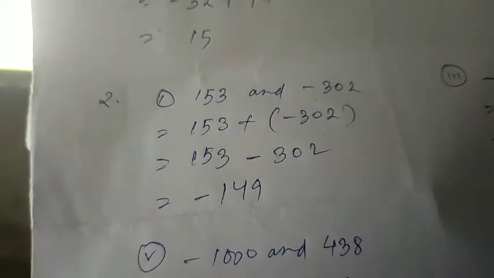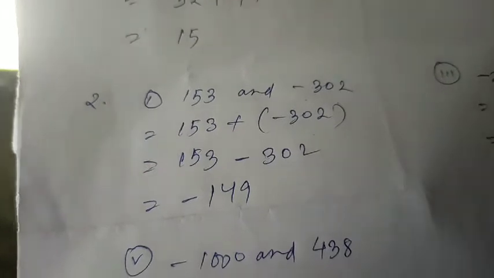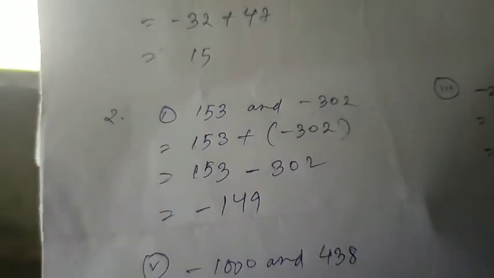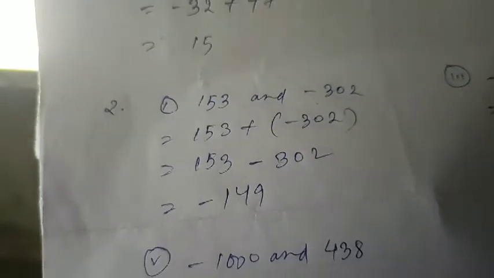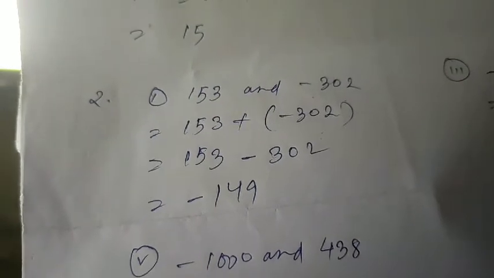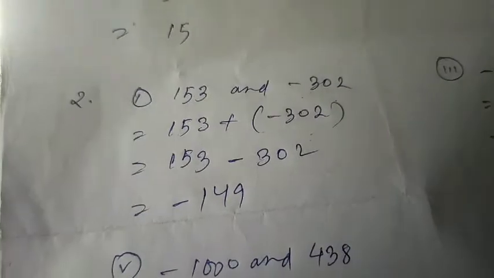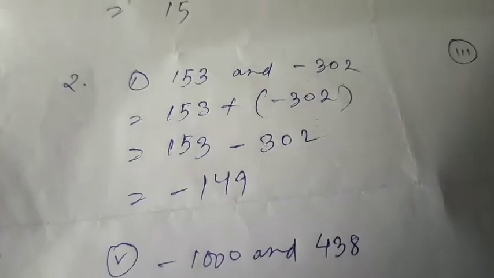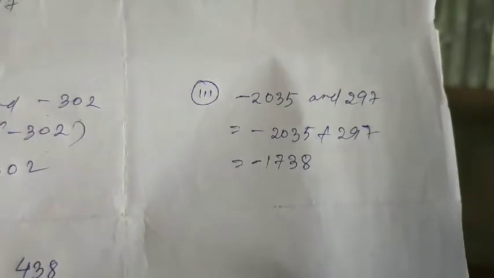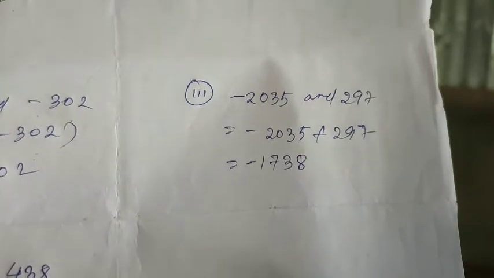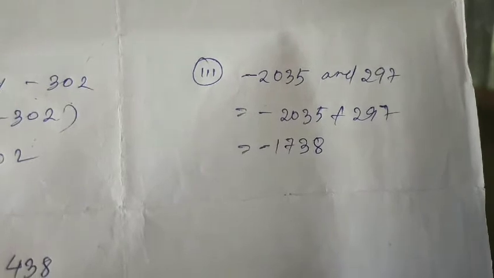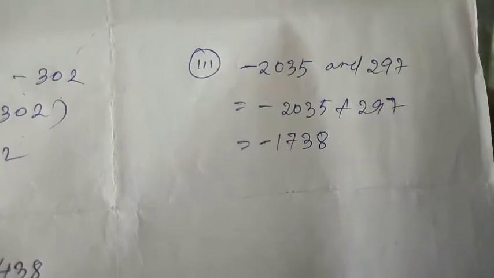Now it is find the sum. Question number 2, we have to find the sum of these two numbers, 153 and minus 302. In the place of and, we have to write plus, as we have to find the sum. 153 plus bracket minus 302. Now there is a bracket between plus and minus, so it will become minus. In front of 153 there is no sign, so we have to do subtraction. So 302 minus 153 gives us 149. As 302 is the bigger number, we have to write minus in front of 149.